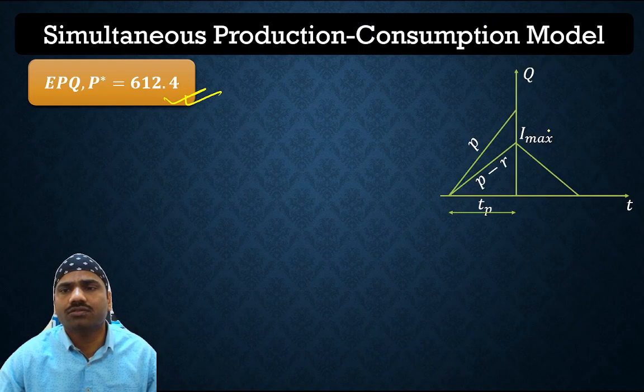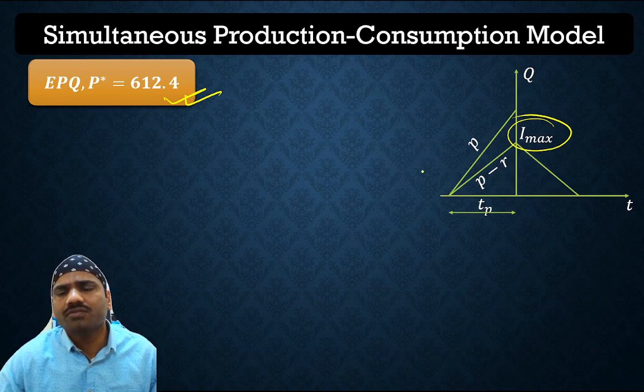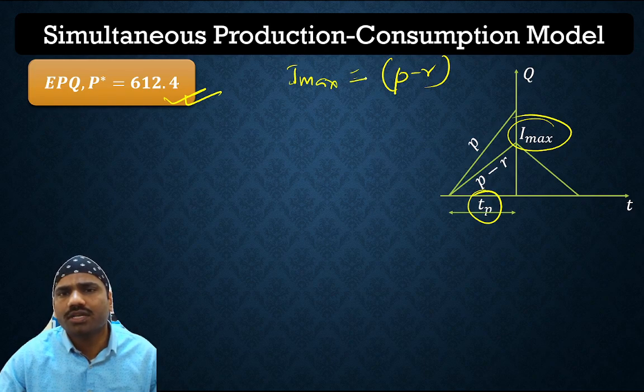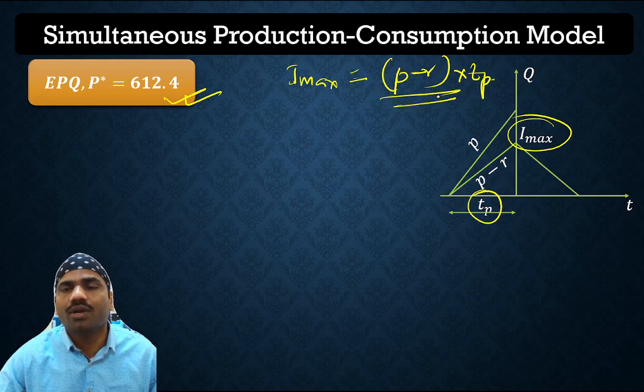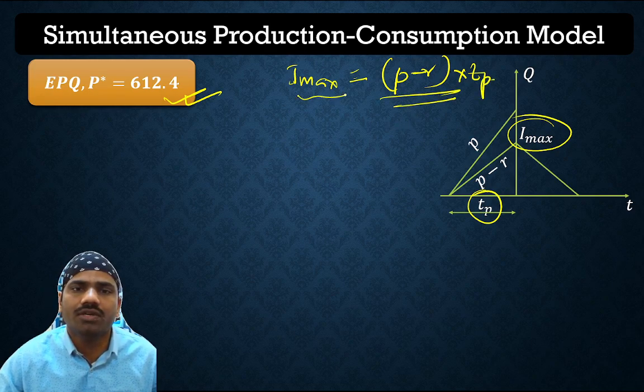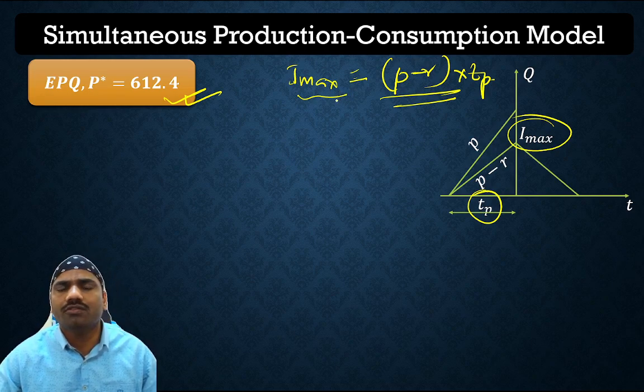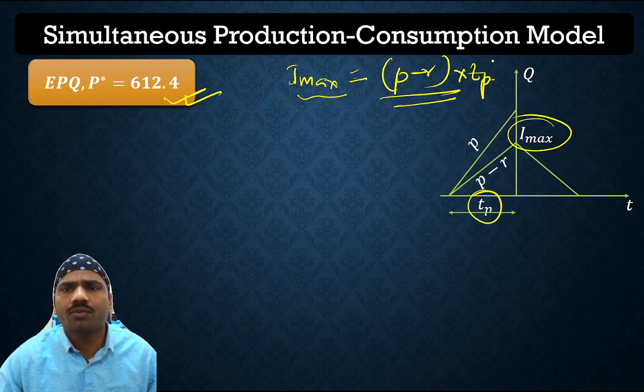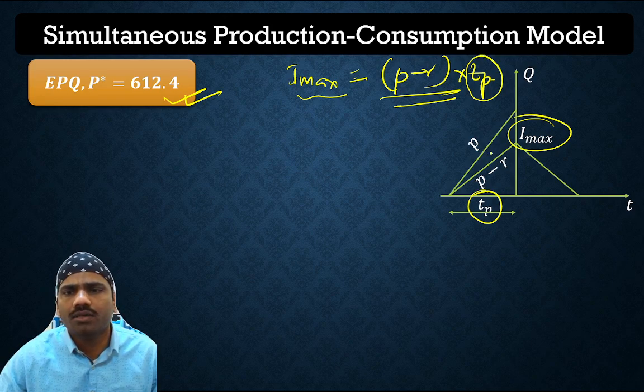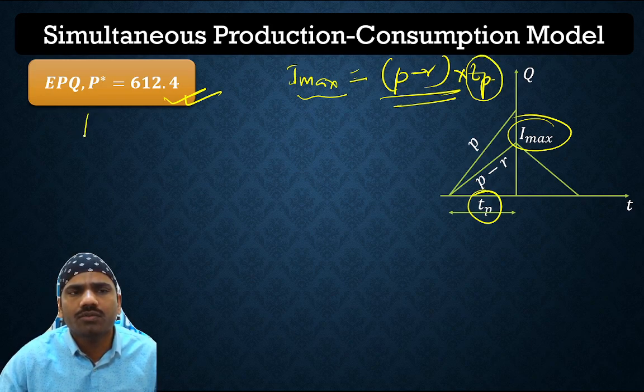Next we will find the Imax. So what is the Imax? We can find Imax by the formula Imax equals P minus R, the production minus consumption rate, into TP, the production time. If you multiply the rate with the production time, you will get the quantity, and that quantity will be the maximum inventory we are going to store. So we have to first find TP, and TP equals EPQ, the economic production quantity, divided by the production rate.